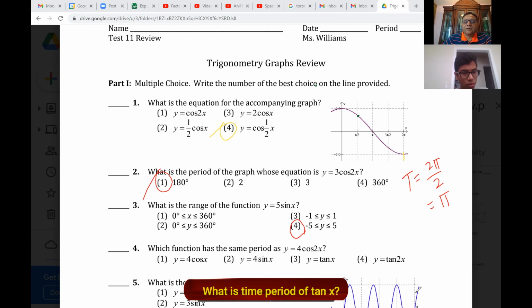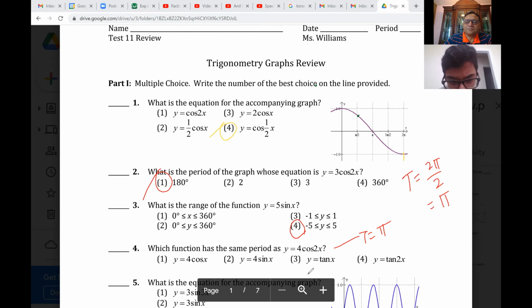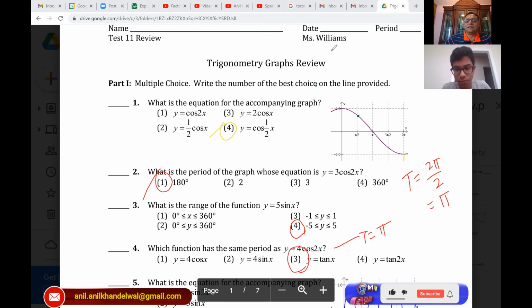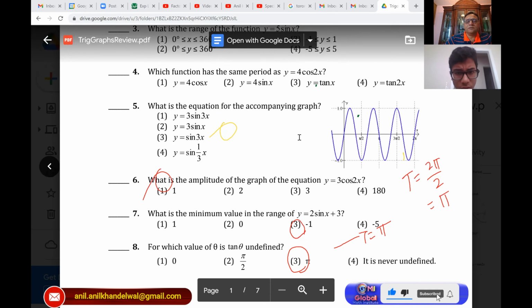Which function has the same period as y equals 4 cos 2x? So 4 cos 2x, time period is how much? Pi, correct? So which function has a time period of pi out of the ones given to you? Let's see. The fourth one, right? Tan. Oh, wait, the period of cosine. Okay, sorry, I didn't see that. Yeah, so I think that is all clear.